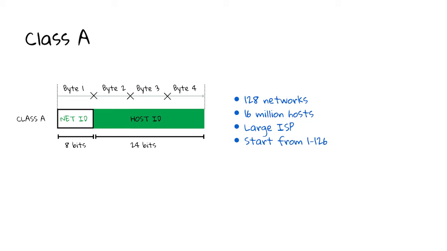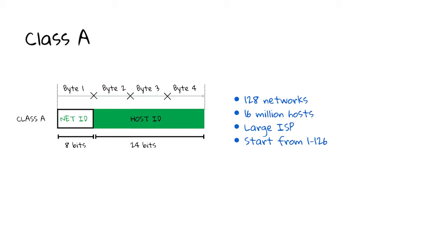A Class A address uses the first 8 bits, or the first octet, of the IP address for the network ID and the remaining 24 bits for the host ID. This means that we have fewer networks, with a maximum of 128, but each network has plenty of hosts.